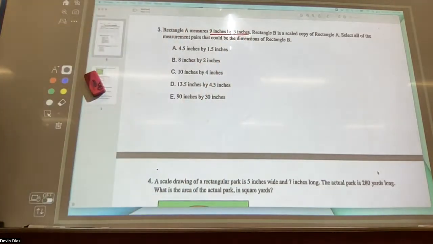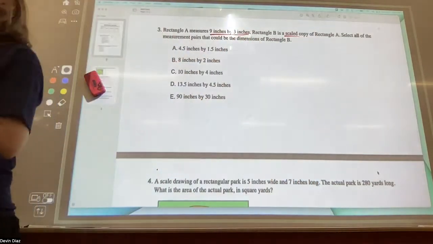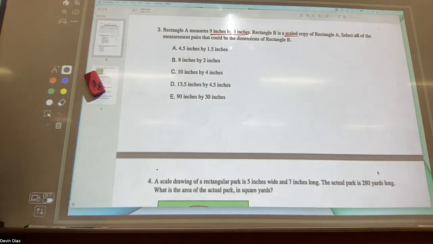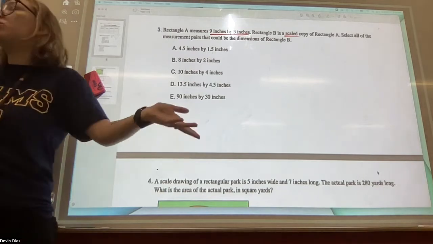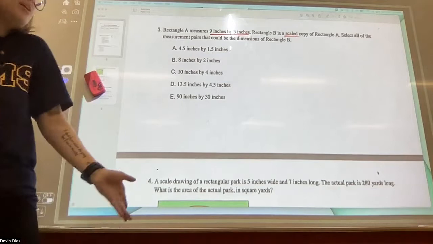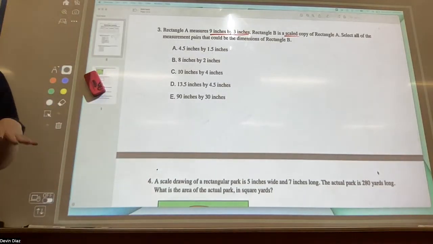Awesome. Rectangle B is a scaled copy of rectangle A. Nice. It is important that it mentions that it's scaled. Could I solve this problem if it was not scaled? No, because then it could just be any numbers at all and that wouldn't matter. It wouldn't work. We couldn't get it. Then it says select all the measurements that could be the dimensions.